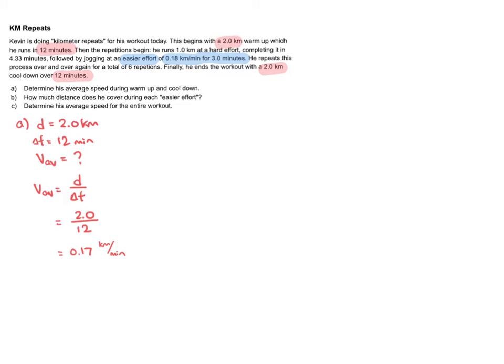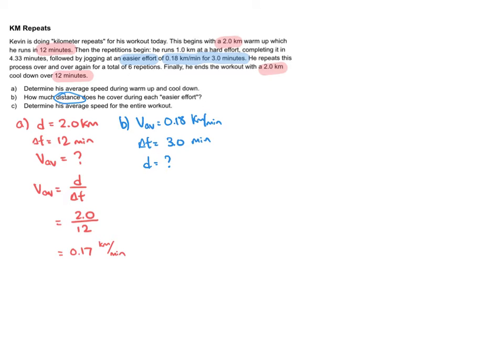So I'm going to go ahead and start writing the solution for part B. So I'll make my list. My average speed is 0.18 kilometers per minute. My time, delta t, is 3.0 minutes. And what I'm supposed to find out is the distance. It's asking me for the distance. D equals a question mark.